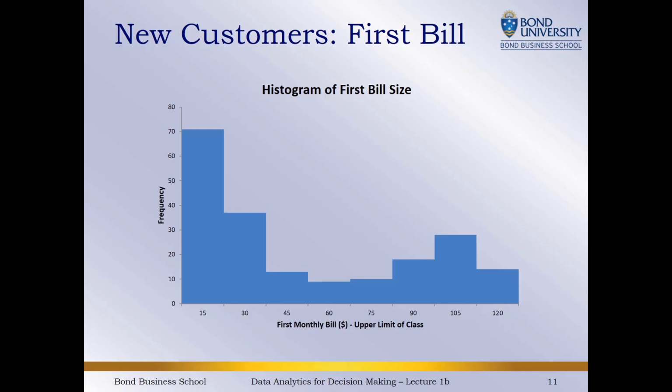Notice my y-axis, I have it nicely labeled, frequency. And my x-axis, I have labeled first monthly bill. And notice I'm telling the reader the information here, it's the upper limit of the class, because it's not just that there were 71 bills that were $15. No. So I've told the reader it's the upper limit of the class. Sometimes you might want to write 0 up to 15, 15 up to 30, etc.